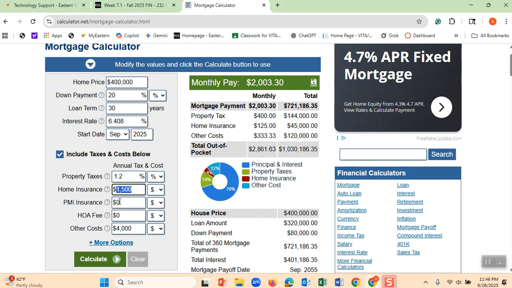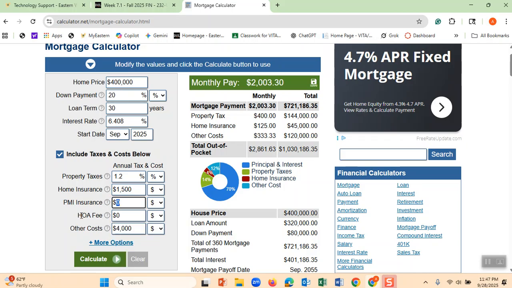And PMI is zero. PMI means private mortgage insurance, and for people who put less than 20% down, it becomes a risk for the banks. That means if they put 10% down, the bank asks them to get additional insurance, so that if one day they are in default in paying their mortgage, this insurance company can take care of the bank's loss. But because here we are putting 20%, we are not buying any PMI.